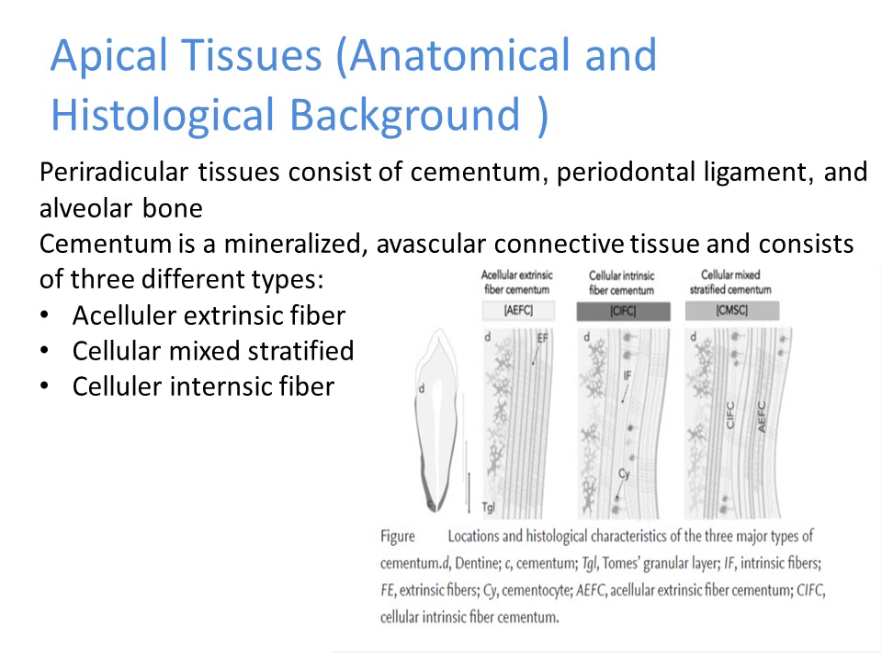In acellular cementum, which means there is no cell, no cementocyte, they are just densely packed extrinsic fibers. While the cellular intrinsic contains cementocytes. And the cellular mixed stratified is a mix of both, arranged alternately.